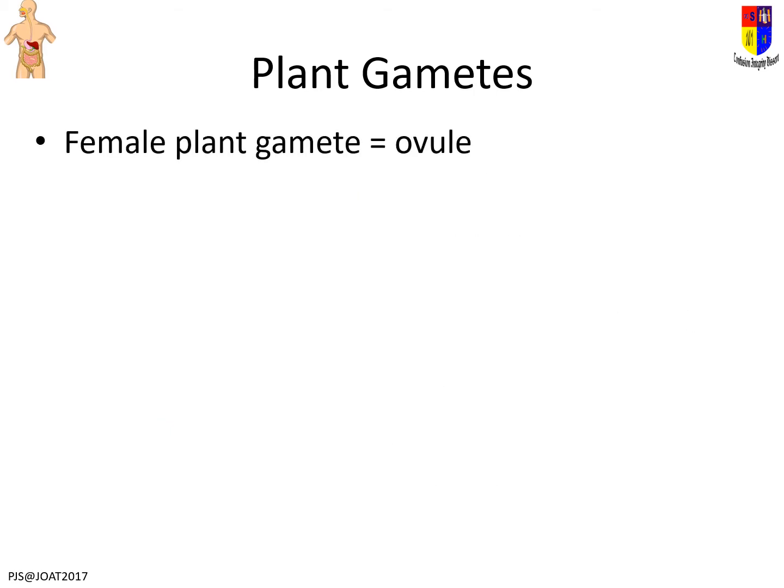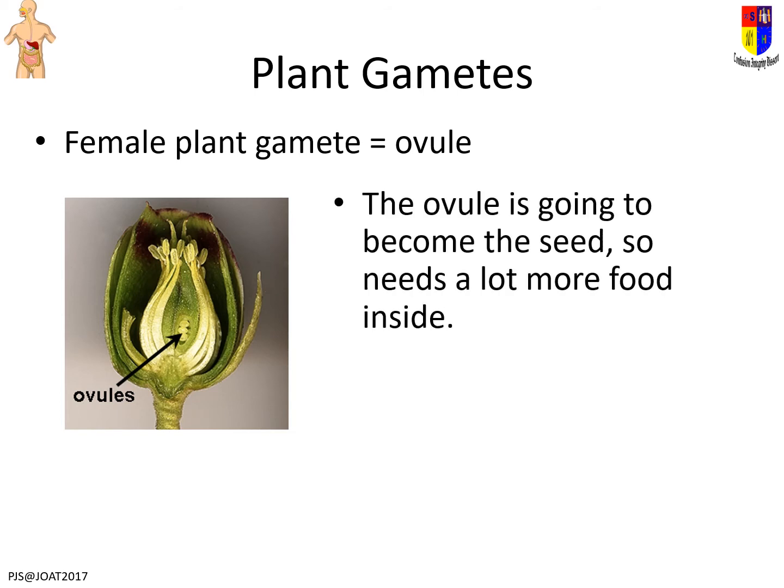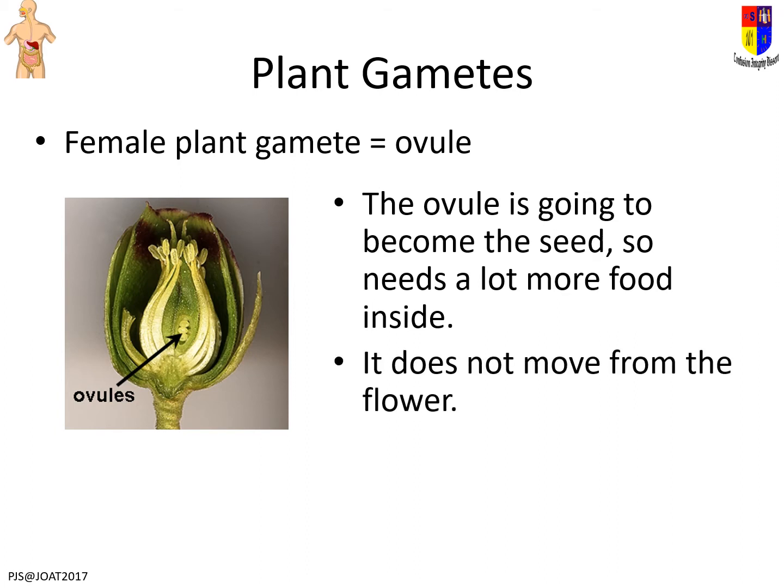The female plant gamete is the ovule. Okay, so the ovule is found inside the ovary inside the plant. And basically that's the bit that you're going to use to make the seed. So the ovule is actually, you can see it with the naked eye, it's quite a large structure, certainly compared to the pollen. Okay, so you get a lot of food inside there because that's the one that's going to become the seed. And it doesn't move from the flower, so it doesn't need to be small, it doesn't need to be sticky, it doesn't need to have ways to catch the wind, anything like that, it just sits there.